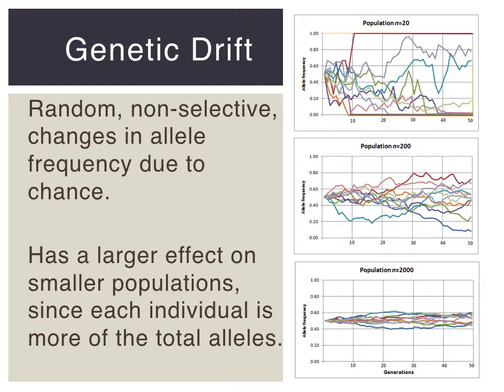Genetic drift has a larger effect on smaller populations since each individual is more of the total allele. So here we have an example. We have a population of 20, and underneath it a population of 200, and underneath that a population of 2,000. And you can see in the population of 20, the genetic drift is going to have a greater effect because the population size is smaller.